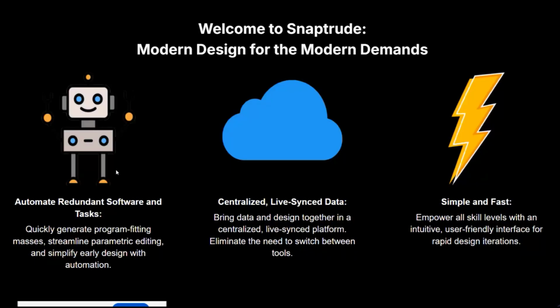So a quick introduction about Snaptrude. Snaptrude is a cloud-based platform. We have designed a platform in a way that automates a lot of redundant software and tasks that we currently have within the industry, wherein we have very segmented workflows. And we are trying to unite all of that together with centralized live syncing of data, wherein you can design and have your data back with that design in real time without having to waste your time in redoing any of those, whether it's a design or data or updating them simultaneously.